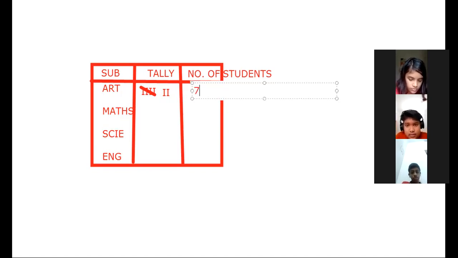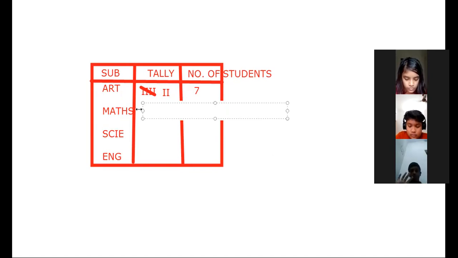7. Then what about maths? How many times is maths present there? 5 times. So we can mark the tally mark as 5 times. So the number of students who like maths is equal to 5.